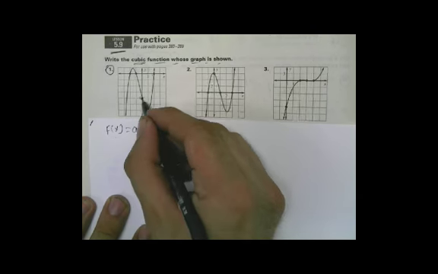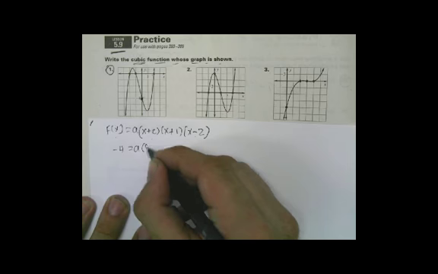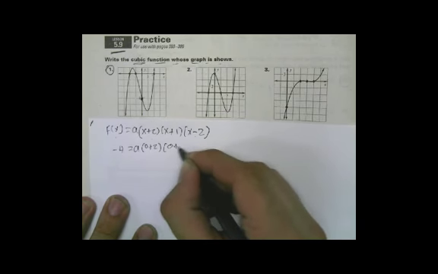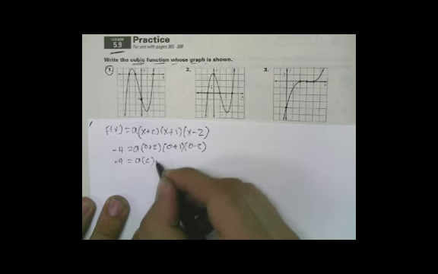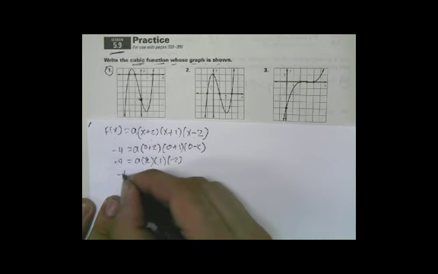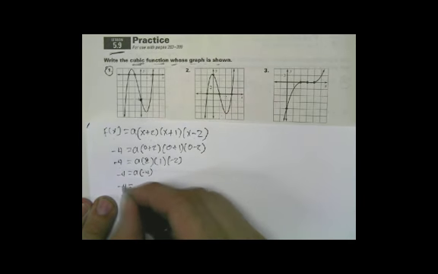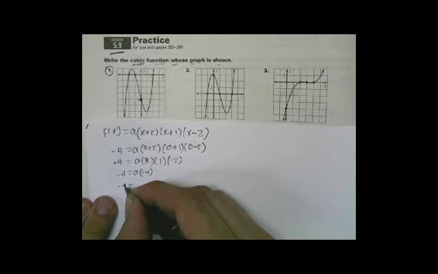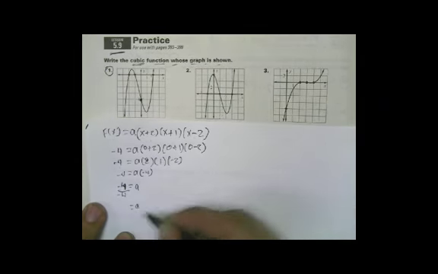So f of x is negative 4. A remains the same. When we have 0 plus 2, 0 plus 1, 0 minus 2, it all simplifies to a times 2 times 1 times negative 2. And then negative 4 equals a times negative 4. Well, actually, negative 4 divided by negative 4 equals a, and a equals 1.